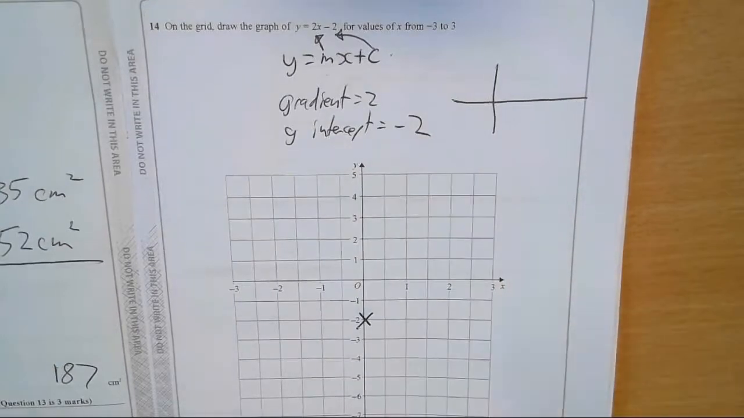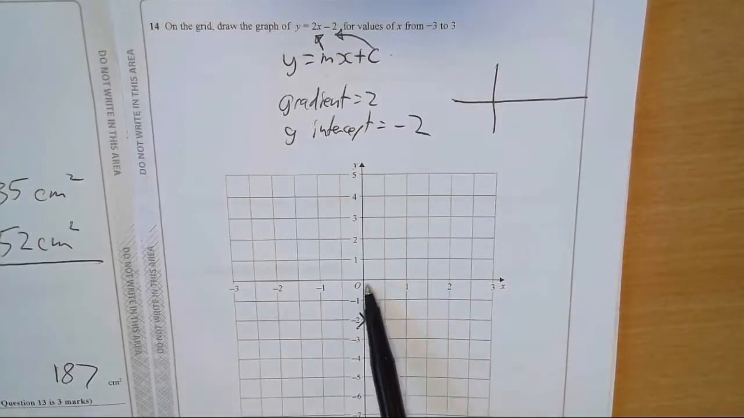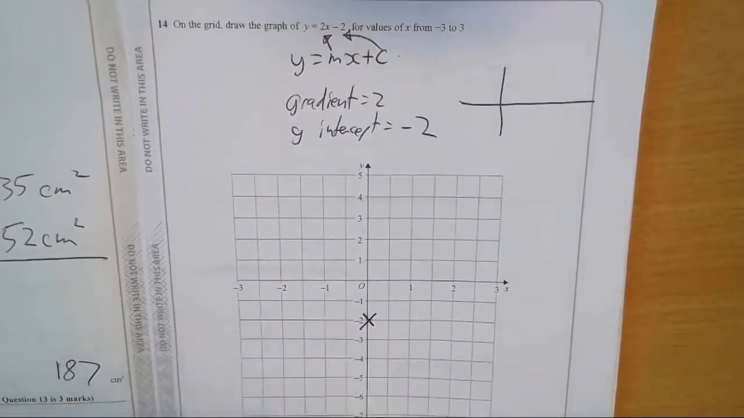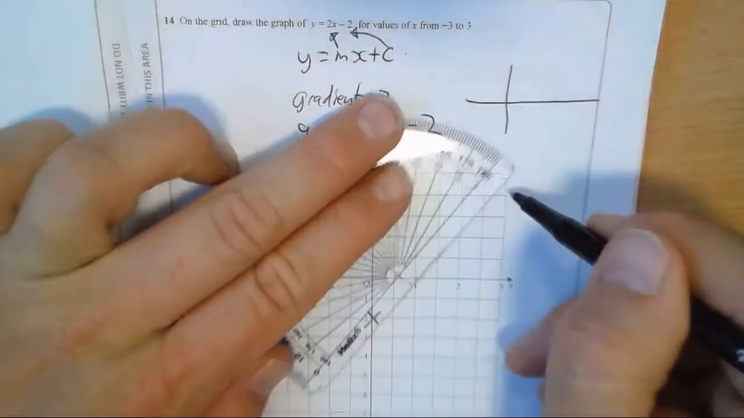Now, the gradient of 2, that means 2 up for each 1 across. But be careful because the scales are different. Okay? So the scale on the x-axis is different from the scale on the y-axis. So 2 up for each 1 across. It's not 1 square across, it's 1 whole number across, which means it's going to go through these points here.